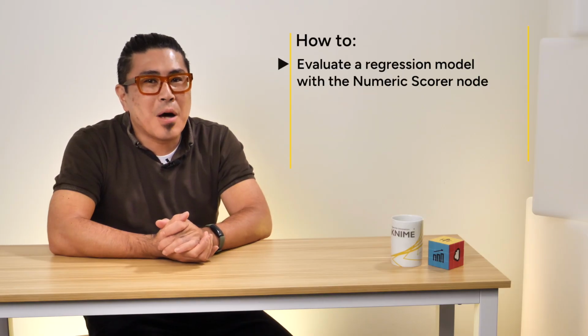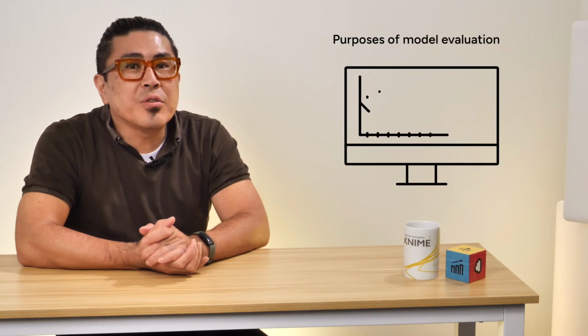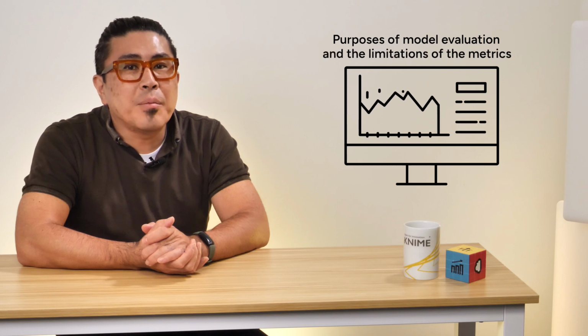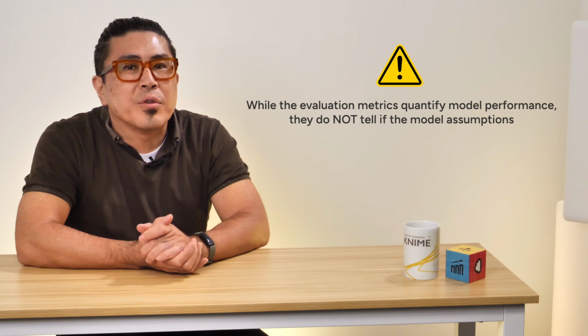In this video, you learned how to evaluate a regression model with a Numeric Scorer node and how to interpret the results. You have also learned the different purposes of a model evaluation and the limitation of the metrics. Remember, while the evaluation metrics quantify model performance, they do not tell if the model assumptions such as no multicollinearity, homoscedasticity, and normality of the error terms are violated.